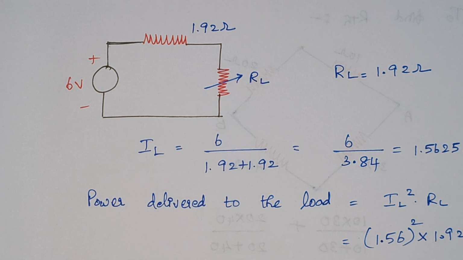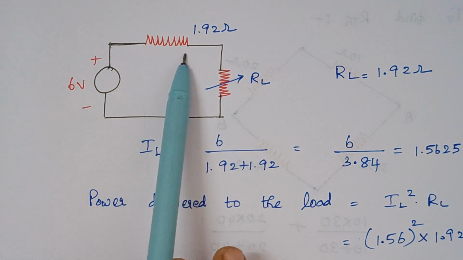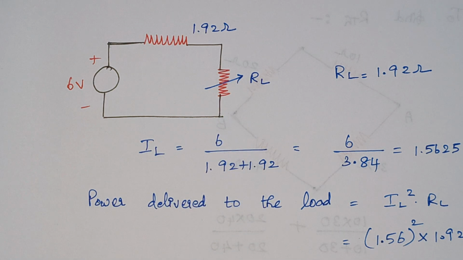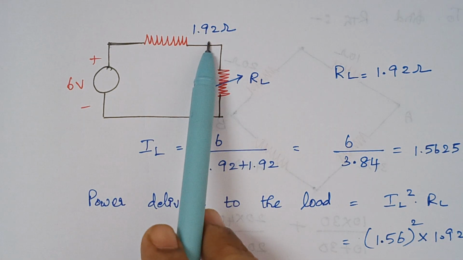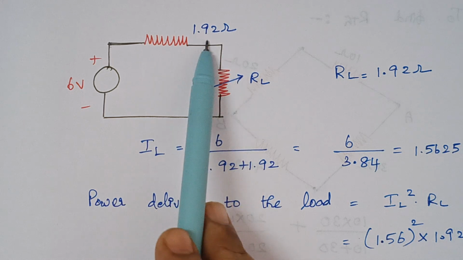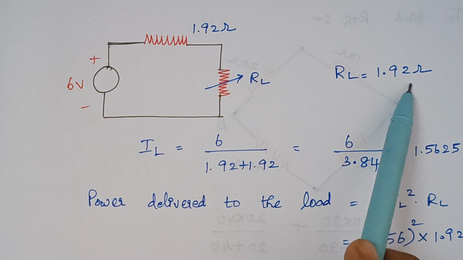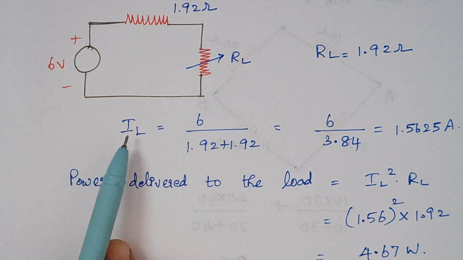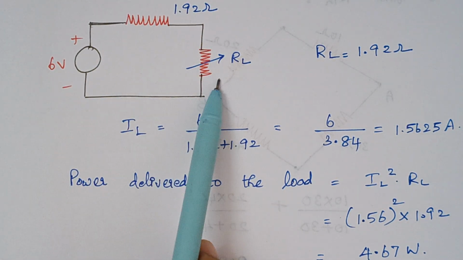So when you redraw the circuit, here we have a voltage source and here we have the R Thevenin, right? And this is your RL, right? So maximum power will be delivered to the load only when this value of RL is equal to this source resistance, right? This resistance is known as the source resistance. So here the value of RL is again 1.92 ohms. So the value of IL is nothing but 6 divided by 1.92 plus 1.92.